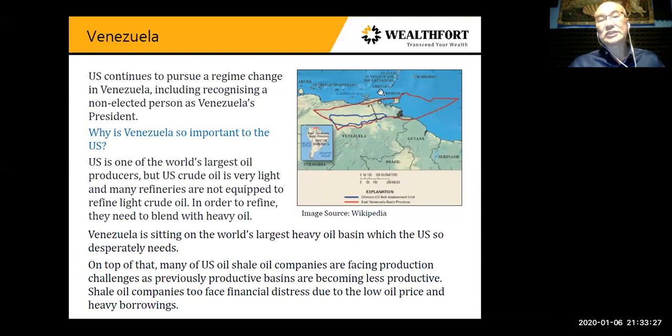Now, this is the Venezuela basin. Venezuela is sitting on the world's largest heavy oil basin, which the US so desperately needs. On top of that, many US shale oil companies are facing production challenges as previously productive basins are becoming less productive. Shale oil companies also face financial distress due to the low oil price and heavy borrowings. In fact, I think a lot of shale oil companies have already started imploding. Between 2020 and 2023, there are easily several hundred billion dollars in debt that shale oil companies must repay.